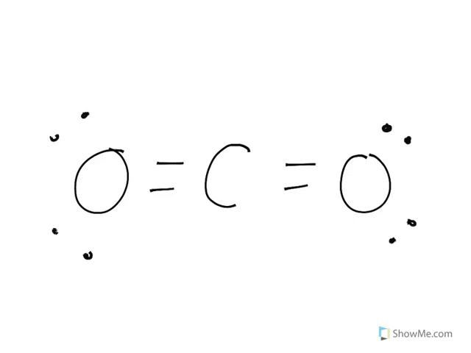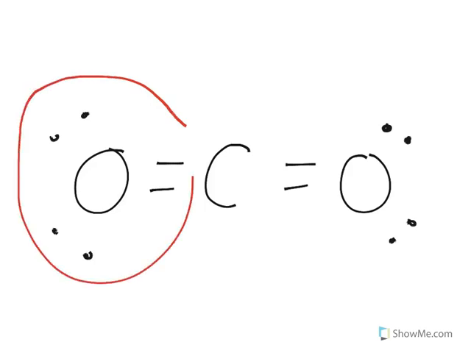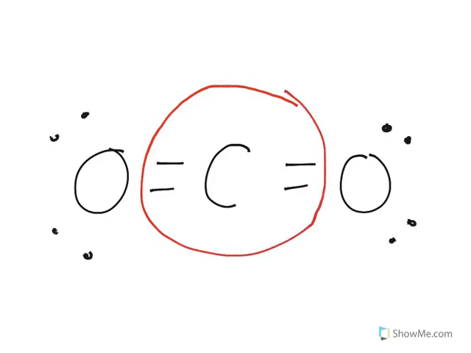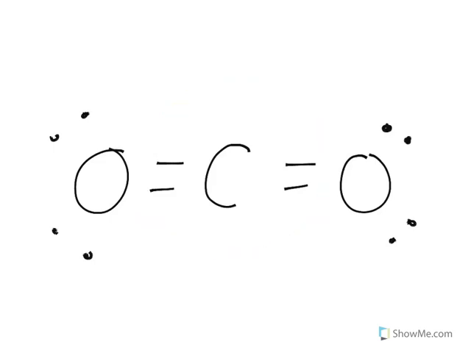And now, again, let's check if each atom has a complete octet. 2, 4, 6, 8. 2, 4, 6, 8. And carbon, 2, 4, 6, 8. All right, each of our atoms have a complete octet, and we're done with this structure.